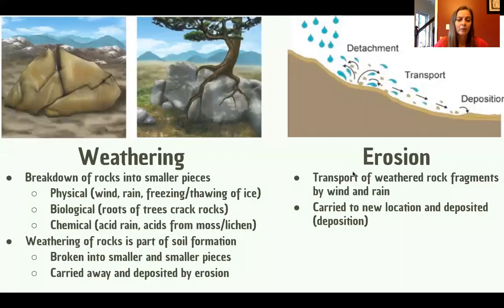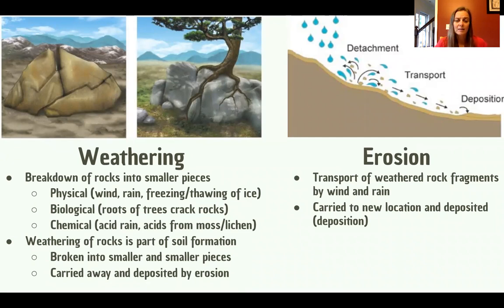Okay, so how does rock become soil? There are two processes that take place. The first process is what we call weathering. There are three kinds of weathering, and weathering overall is just the breakdown of rock into smaller pieces. The first process by which this can happen is what we call physical weathering. That's wind and rain, the freeze-thaw cycle of water.